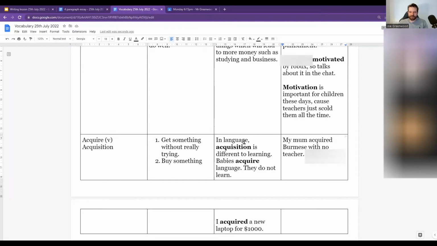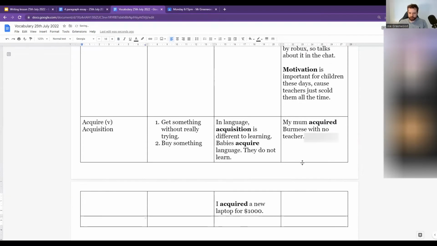Okay, any other words that you want to use? Any other sentences using acquire or acquisition? Okay, so let's go to the next one. I acquired Cantonese when I was a baby. Yes. Okay, I acquired. Yes, and you acquired English by watching YouTube, right? Yes. And I acquired American English by watching annoying YouTubers.